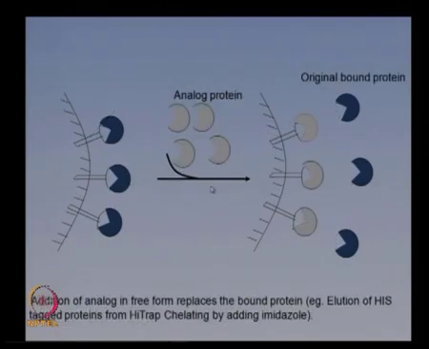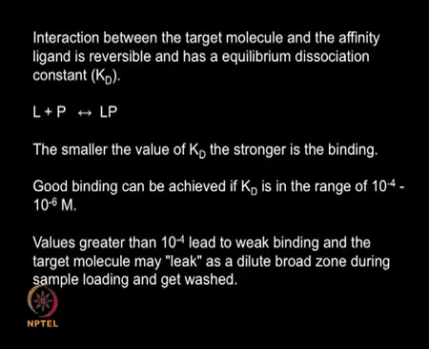Another approach, we can have analog protein which is almost similar to the protein that is bound. So what happens, this analog protein displaces and the original bound protein goes into the free form. So for example, elution of his tagged protein from HisTrap chelating by adding imidazole. So we add imidazole, so whatever his tagged protein that is bound gets displaced. So that is another approach.